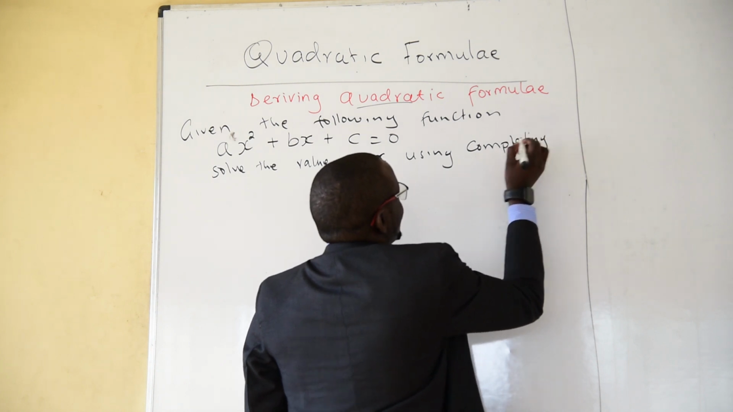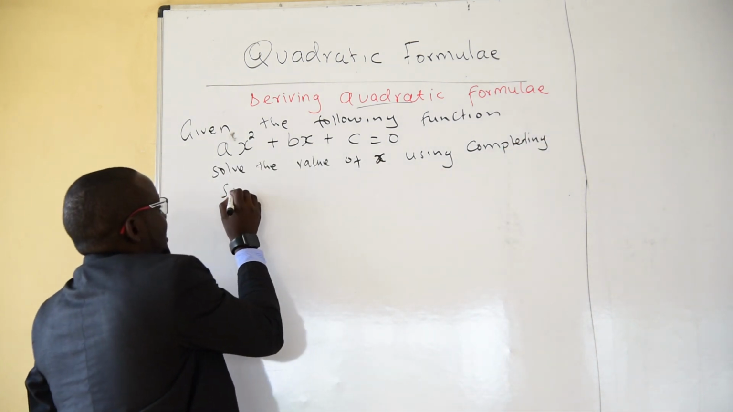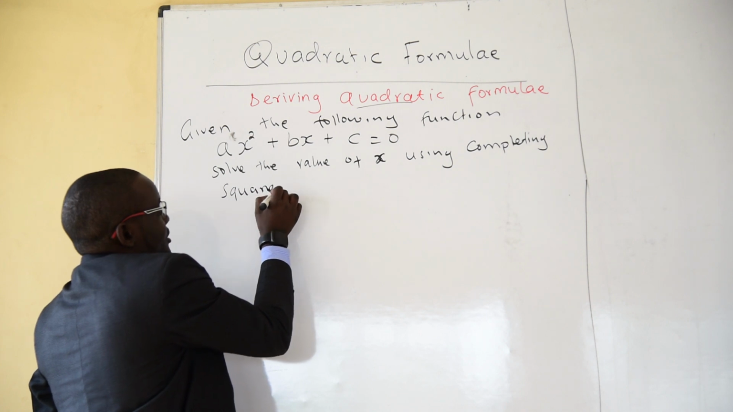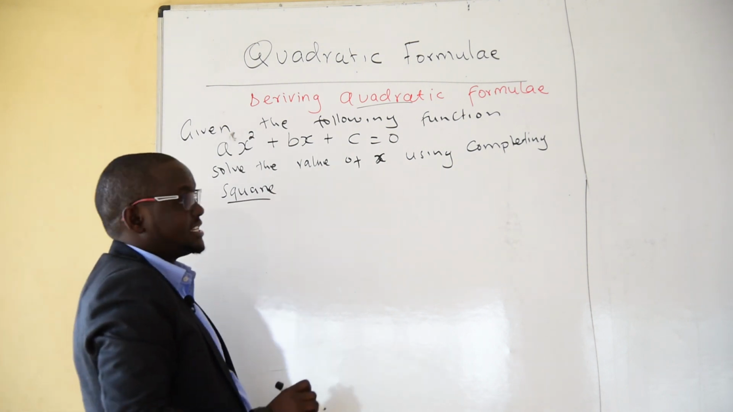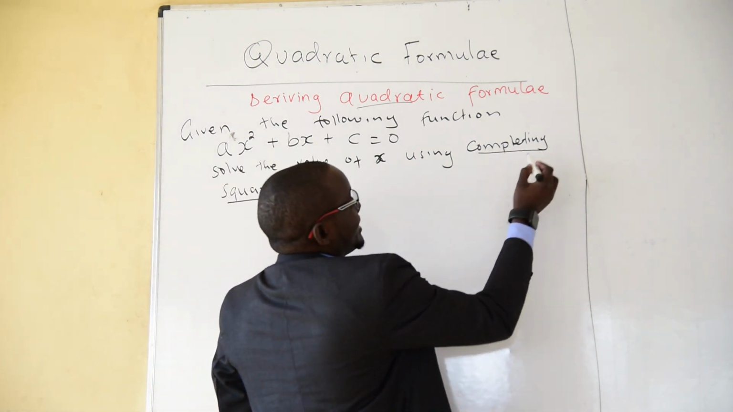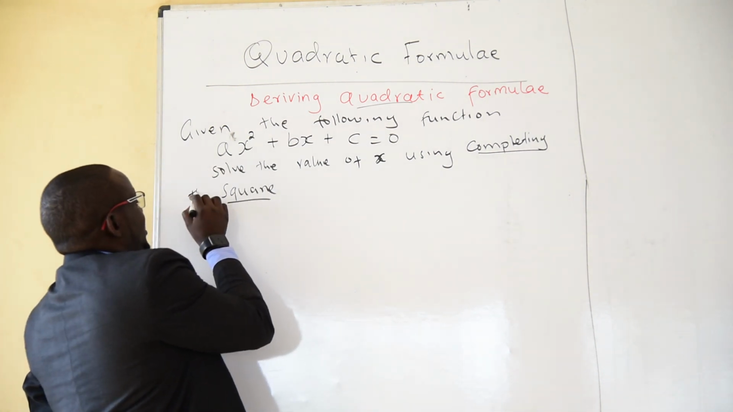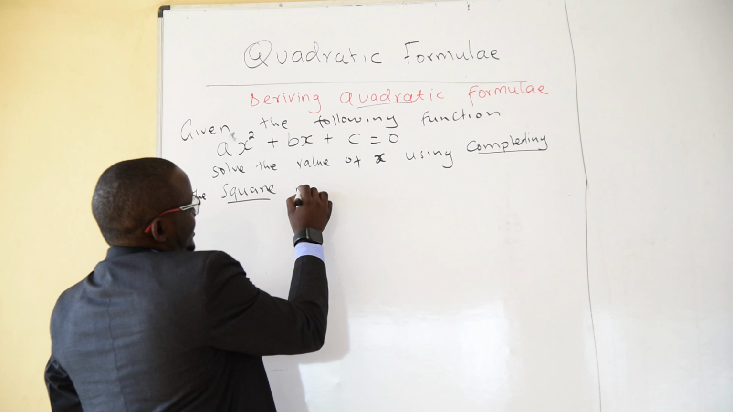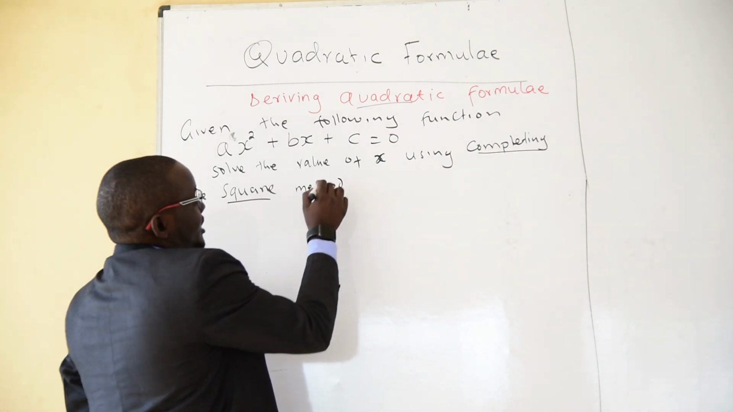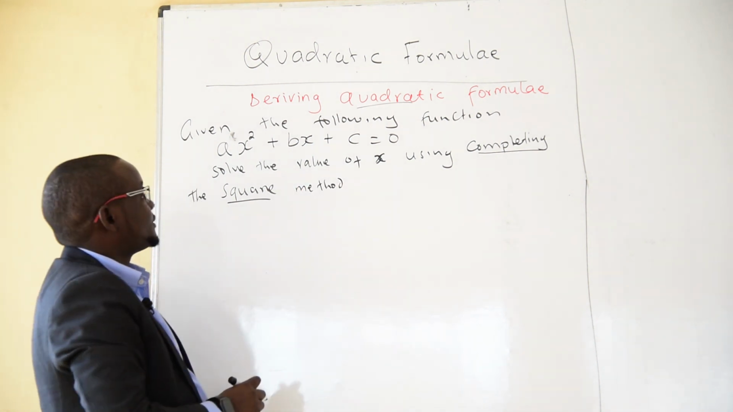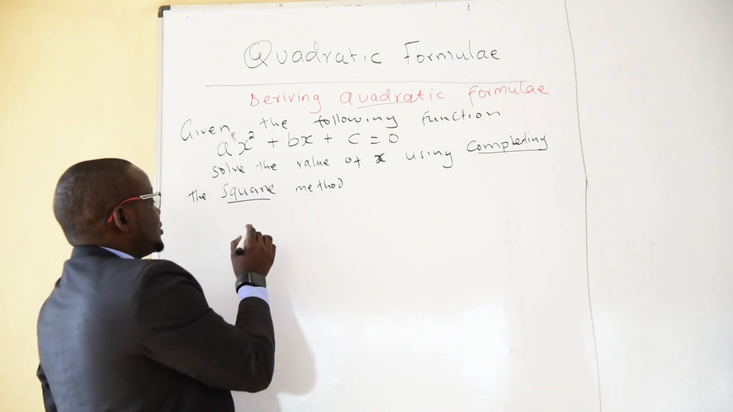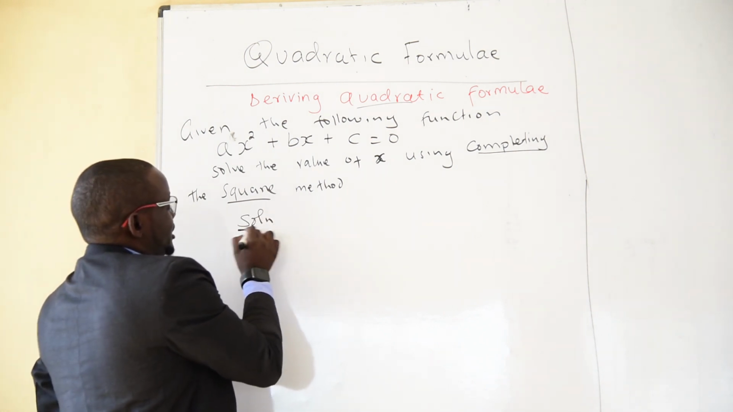The reason I'm saying completing the square is because if you want to derive the quadratic formula, you can only do so by using the completing the square method. That's how you can solve and get the quadratic formula. So let's have the solution.